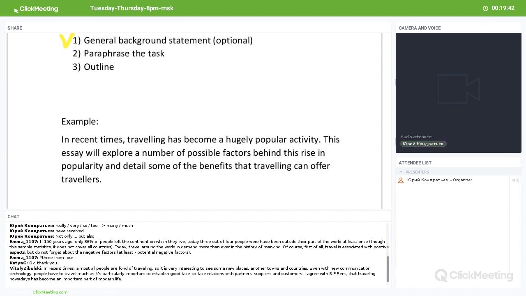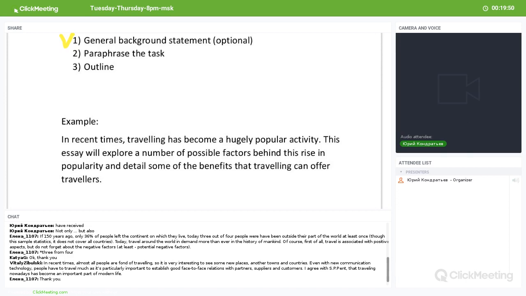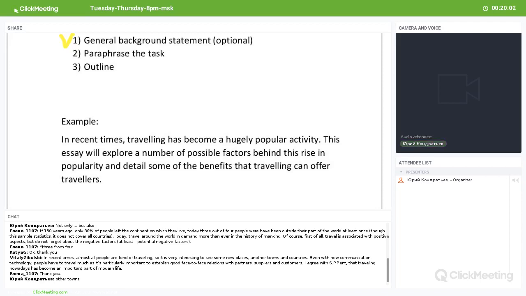So, Vitaly, in recent times, almost all people are fond of traveling, so it is very interesting to see some new places. Okay. If you say "towns", Vitaly, you cannot say "another". Another, it's only one. So you say "other towns", because "another", that's only one. Other towns and countries. Even with new communication technology, people have to travel much, as it's particularly important.